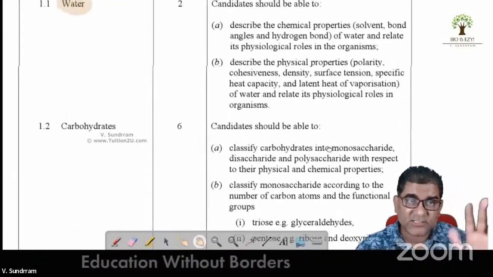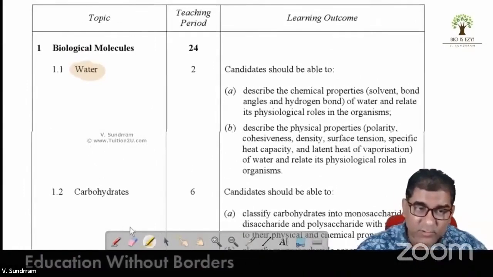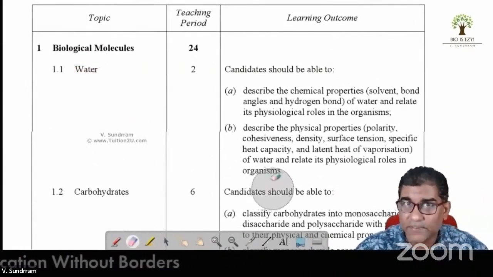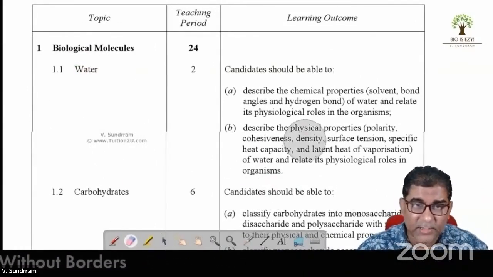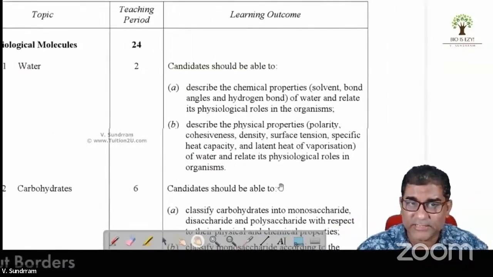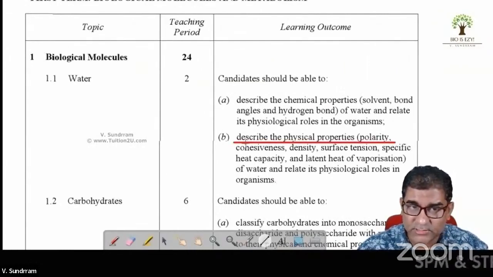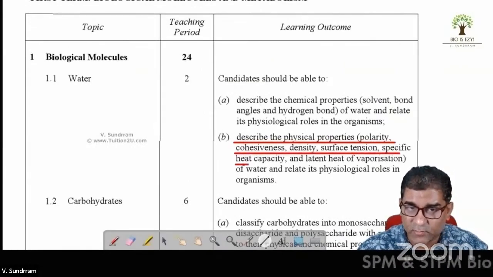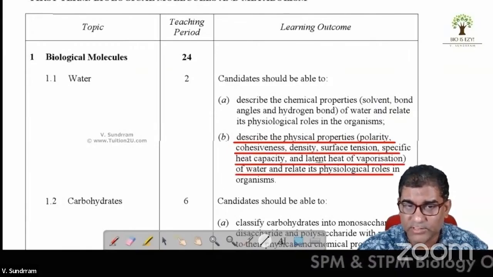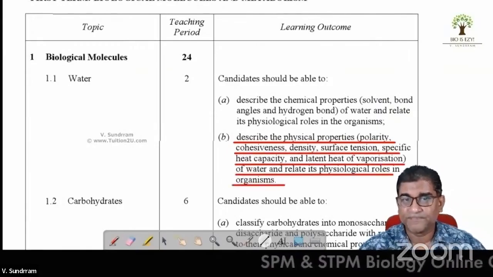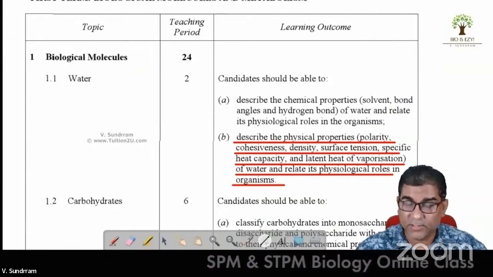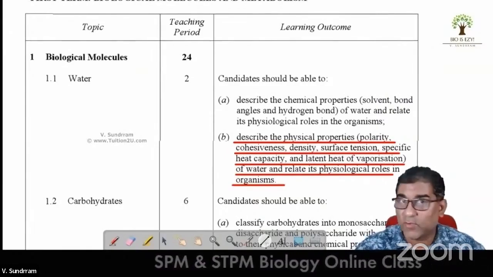So this is the syllabus. Please download from mpm.edu.my. And today I'll be starting with the water explanation. So we'll be trying to cover all of these physical properties of water, and also its importance in living organisms. Not general, specific explanation for water.